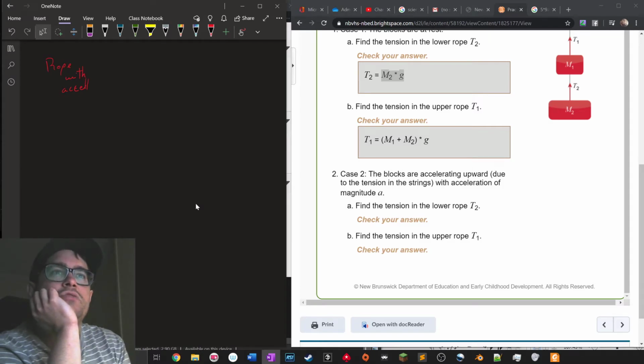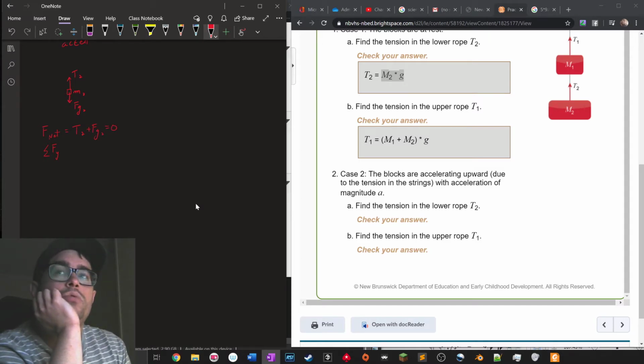So the tension in T2, so the blocks are accelerating upward due to the tension in the string. Okay. So this first mass M2 has an Fg2 and a tension 2. I don't think this tension is what they're referring to. So I'll say that Fnet, or you can write the sum of the forces in Y, is T2 plus Fg2, which is 0.